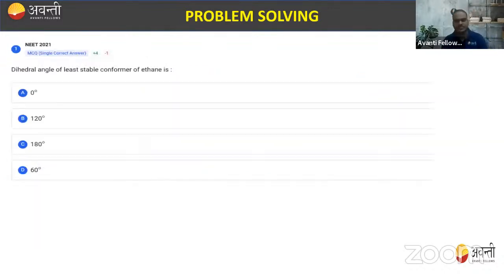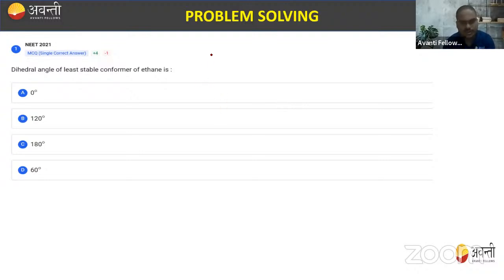चलो, मूव टू द नेक्स्ट क्वेश्चन बेटा, दैट इज डाइहेड्रल एंगल ऑफ लीस्ट स्टेबल कॉन्फर्मेशन ऑफ इथेन इज। ठीक है, तो आपको डाइहेड्रल एंगल बताना है लीस्ट stable conformation of ethane, right? So we all know this thing. Let me draw the structure as well. For eclipse and staggered, we have two conformations. So eclipse conformation is always the least stable, always remember.